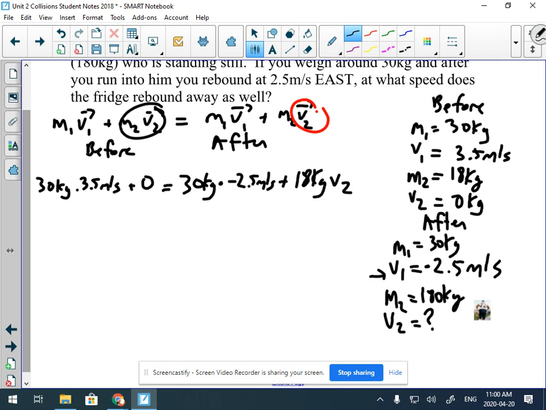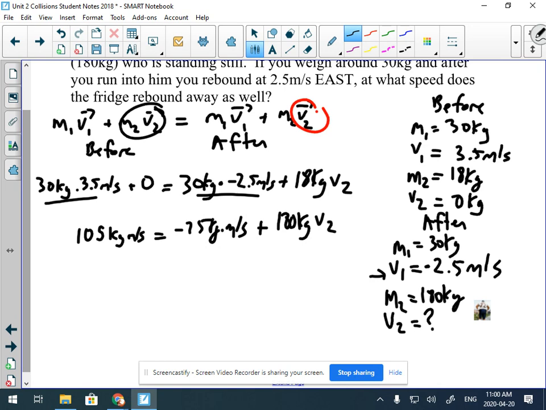Okay, so let's do the math first. What we can do is multiply those two things out. So 30 times 3.5 gets me 105. The momentum is kilograms meters per second. Okay. And 30 times negative 2.5 gets me negative 75 kilograms meters per second. Okay. And we have 180 kilograms times V2. Perfect. Okay. Now, how do we solve for V2?